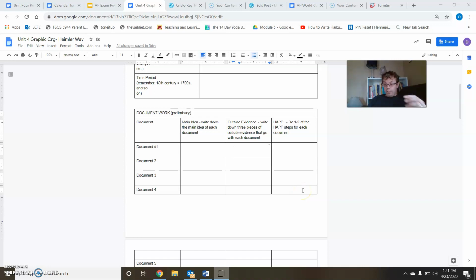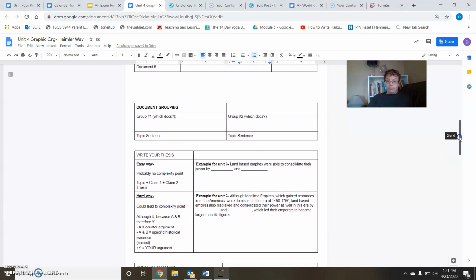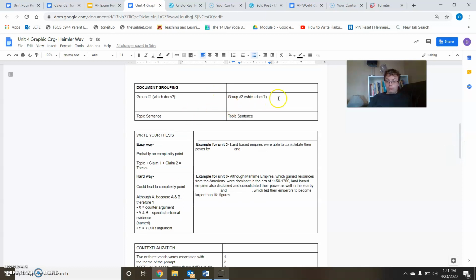But do one or two of the HAP steps for each document so you have them there. When you're writing your DBQ, if you have two correct examples of HAP plus main idea, you get 1 point for doing it once, 2 points for doing it twice. That's what you get. All right. And you should know this. You've graded other people's DBQs at this time. You've written them. We'll also have a Zoom conference in this as well, and I'll announce that date in a little bit. So make sure that's done. Then make sure after you have your documents, you group them like we've done before and create a topic sentence for each one. And then you can write your thesis.